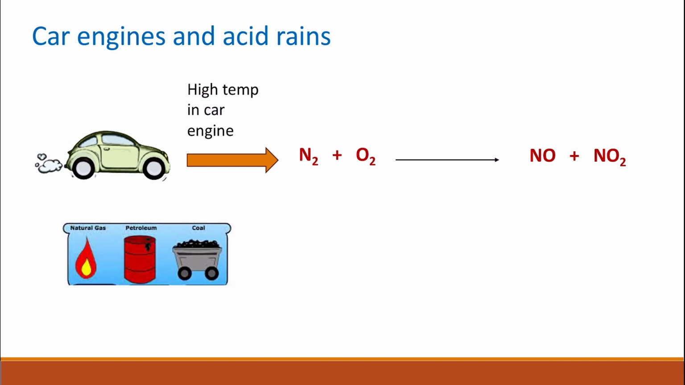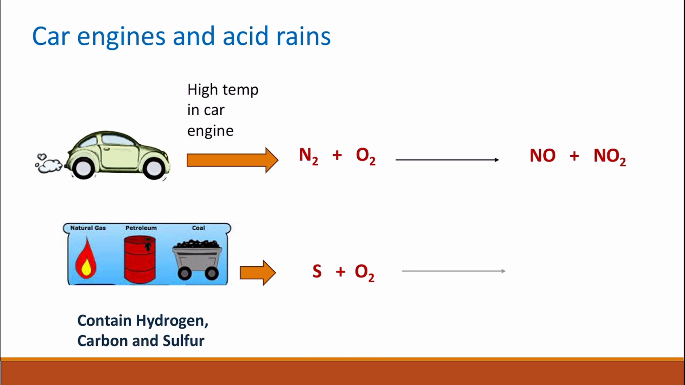Also, fossil fuels like natural gas, petroleum, and coal all contain hydrogen and carbon, which are hydrocarbons, but they also contain some traces of sulfur. The sulfur can undergo combustion along with the complete combustion of the hydrocarbons, which is a reaction between the sulfur and oxygen, and that will lead to the formation of sulfur oxides like sulfur dioxide.